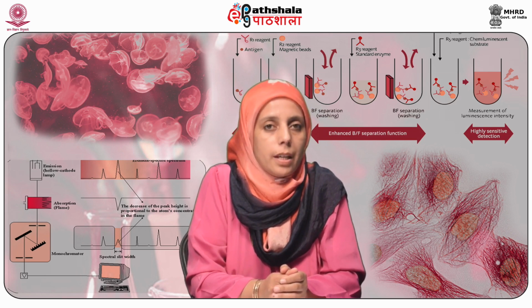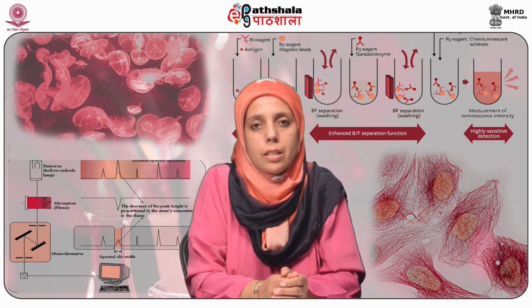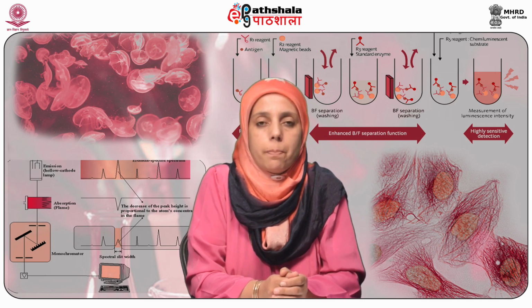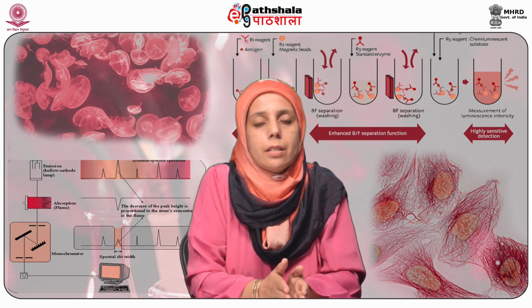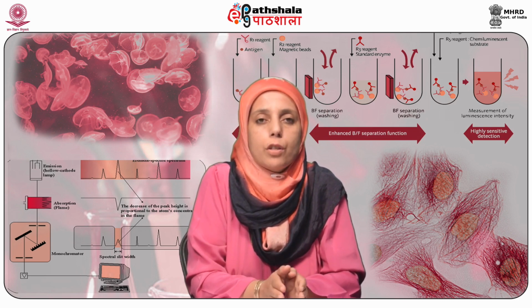the triplet state. Excited singlet state is where the spin of the electron does not change, whereas the triplet state is where the spin of the electron changes. That means from fluorescence, the shift is to phosphorescence. There is loss of fluorescence and increase in the phosphorescence of the system.